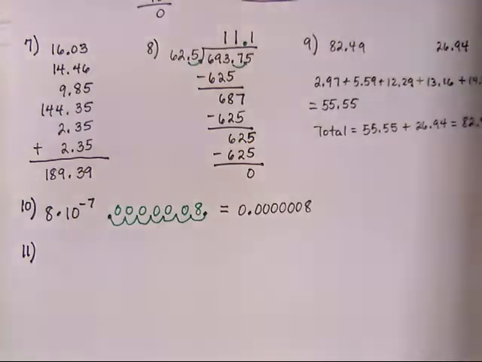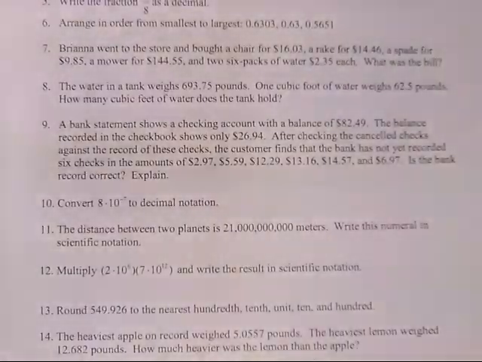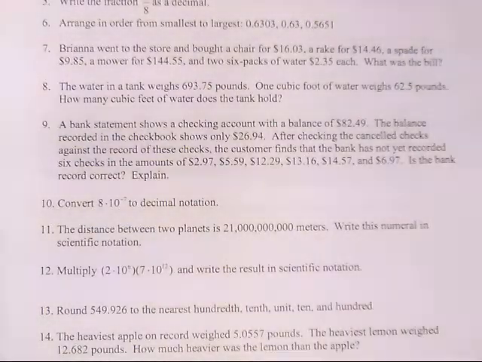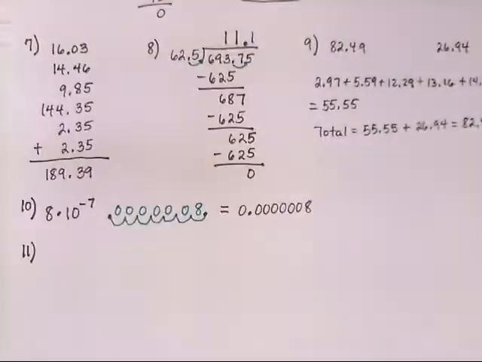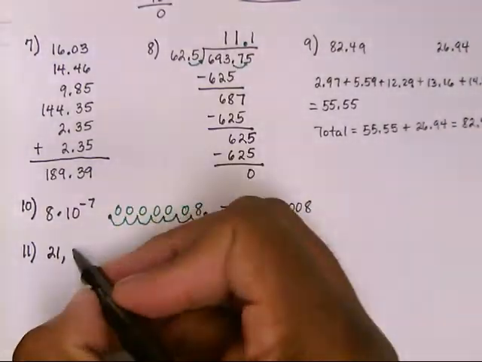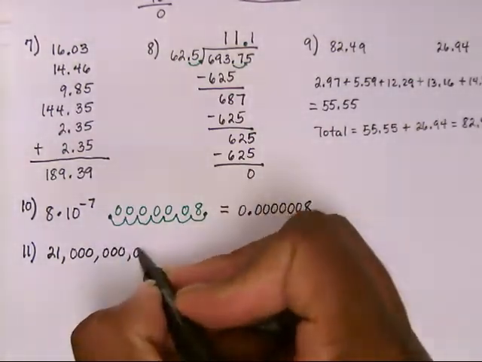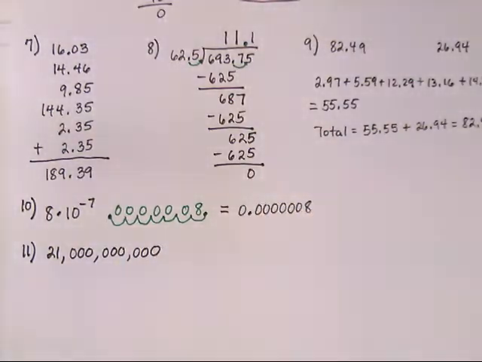In number 11, it says the distance between two planets is 21 billion meters. Write this numeral in scientific notation. So here we got 21 billion. That's 21 with 9 zeros behind it. And we want to convert that into scientific notation.